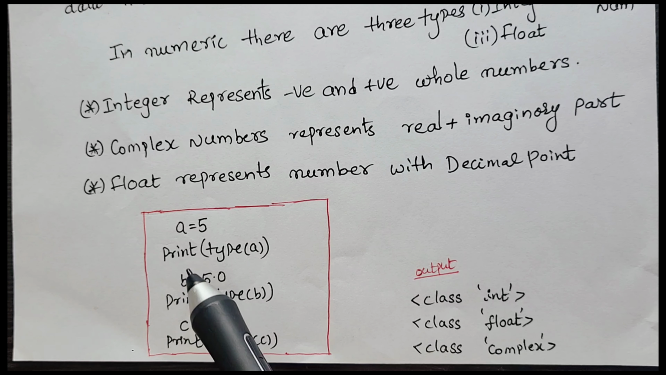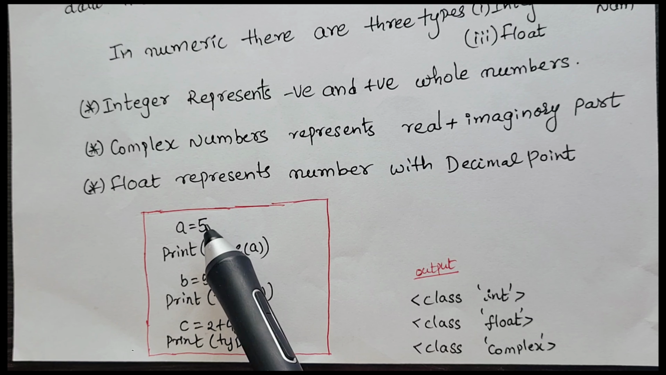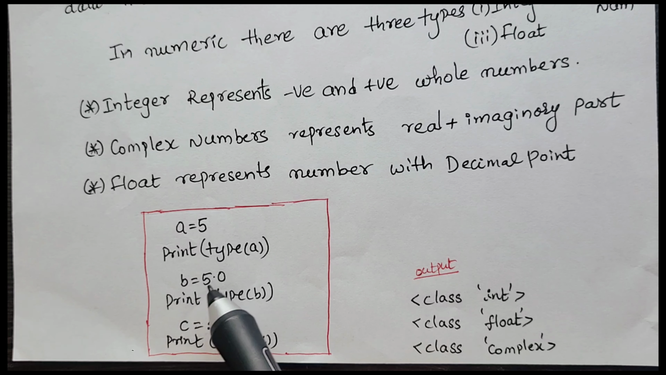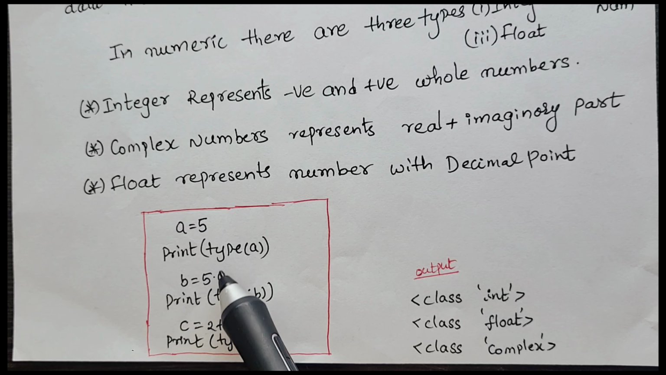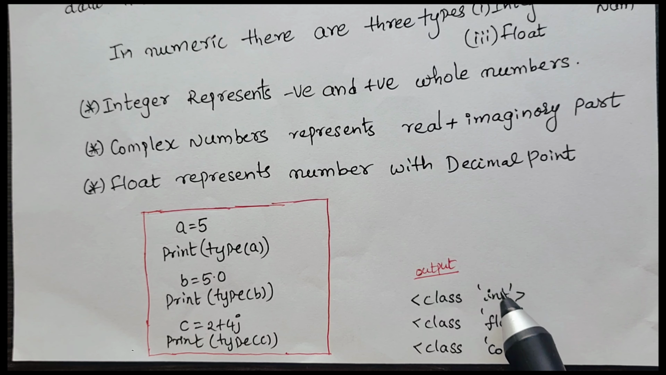So remember, there are three variables a, b, c. a is equal to 5. This is an integer, the data which does not have any decimal point. 5.0, the data which has a decimal point, this is called a float. 2 plus 4j, this is called a complex number. Now you see the output. Type of a is int, type of b is float, type of c is complex.